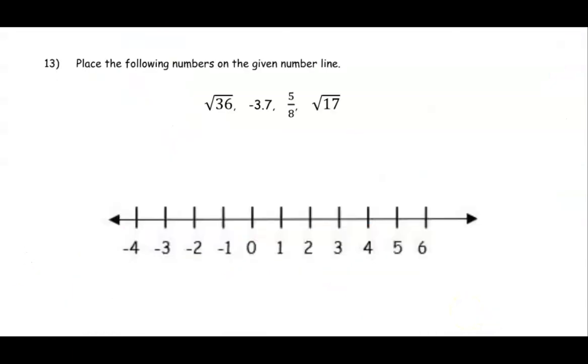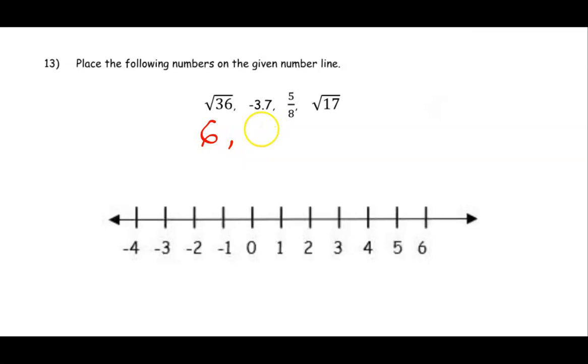Last but not least, question 13. Place the following numbers on the given number line. First number we have is the square root of 36. We can ask ourselves, what number times itself will give us 36? So I know that 6 times 6 gives me 36, so I know that that's going to be 6. I'll write the number 6 directly underneath.